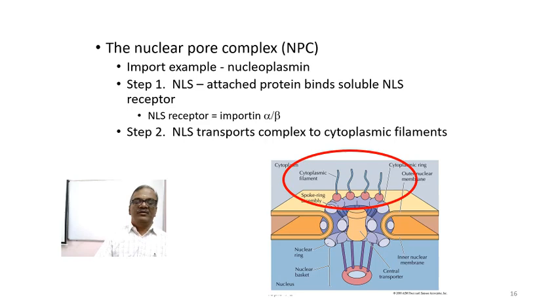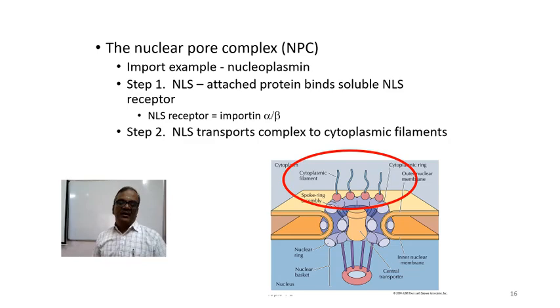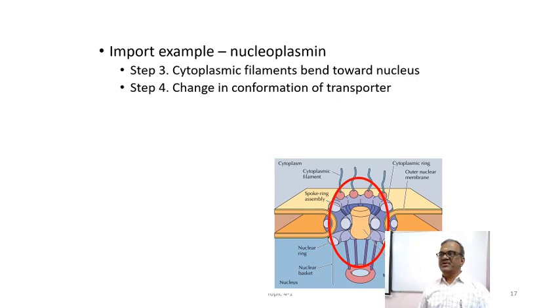Now the same thing explained in steps. The first step is the NLS, nuclear localization signal, attached to the protein, binds to the soluble NLS receptor. Either it may be alpha importin or beta importin. Then next, this complex enters the cytoplasmic filaments, that is, the outer ring layer. Is it clear, the first two points? First, it is attached to the importin, then it reaches the outer ring.